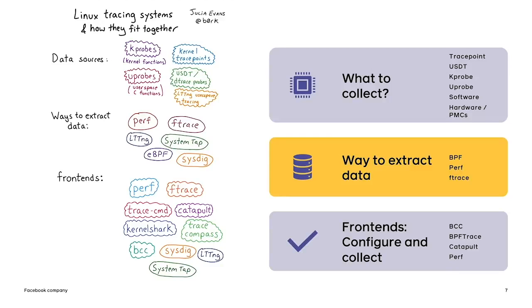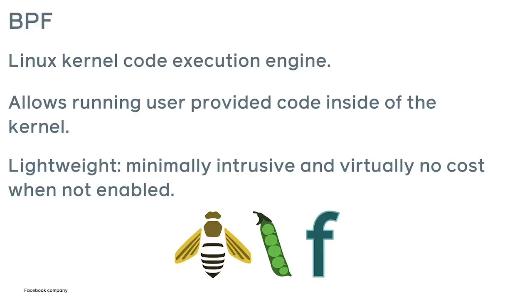The second thing we want to talk about is ways to extract data. And BPF is just a way to extract data. BPF stands for Berkeley Packet Filter. The name doesn't mean much because it was originally designed and used for packet filtering, but as time went on, it turns out that the way it was doing this packet filtering could actually be very useful for other things. So the way it works is it allows you to run small, user-provided code inside of the kernel. This gives you visibility into things that were very hard to have visibility into before.